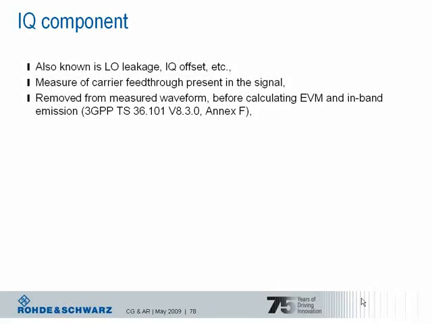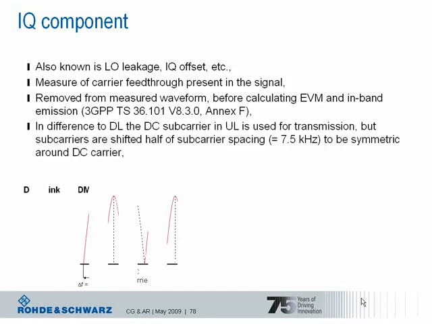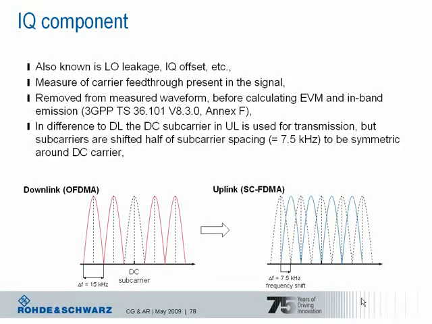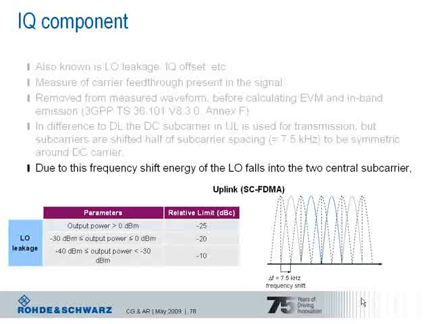The IQ component measurement, which I already mentioned, is also known as LO leakage or IQ offset. It is a measure of the carrier feed-through present in the signal. In difference to the downlink, where we do not use the DC subcarrier, in the uplink all subcarriers are used for transmission. In fact, that translates to a frequency shift of 7.5 kHz as shown here in the graph. With this frequency shift, energy of the local oscillator will fall into the two central subcarriers. And this impact needs of course to be measured based on the output power. The relative limits are shown here in the table based on the used output power.